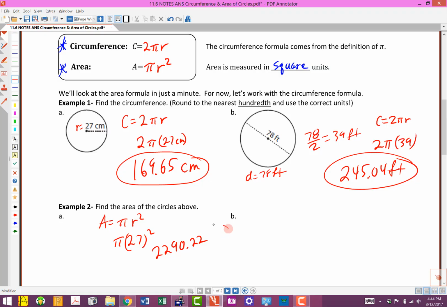2290.22. Now I'm going to leave some space to put the units on here. Remember, this is measured in square units. This was centimeters, so we would have squared those centimeters, so this is going to be centimeters squared, and there's our answer. Okay, next one.